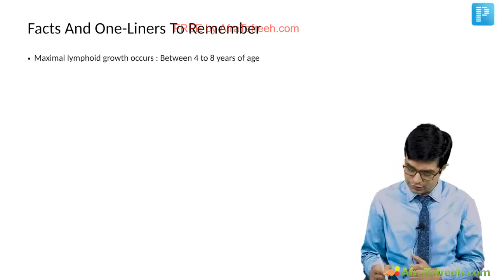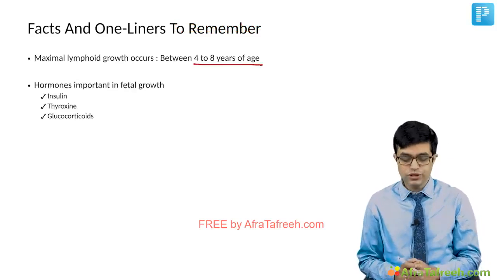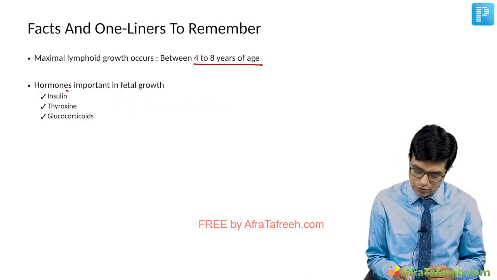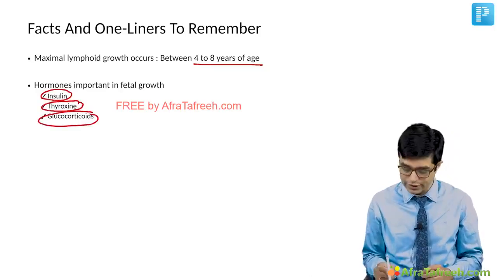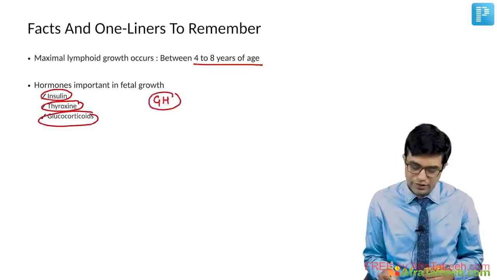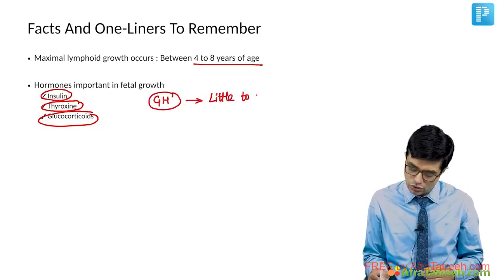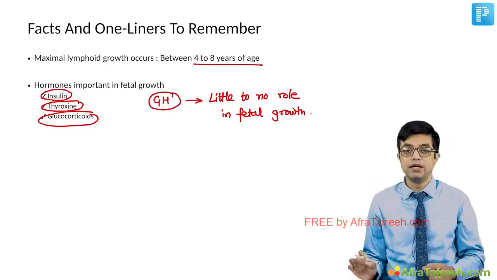Maximal lymphoid growth occurs between 4 to 8 years of age, a potential MCQ one-liner. Hormones important in fetal growth: there are 3 hormones which are important for fetal growth. One is insulin, second is thyroxine, and third is glucocorticoids. Remember that although growth hormone is detectable in a fetus, it has little to no role in fetal growth.